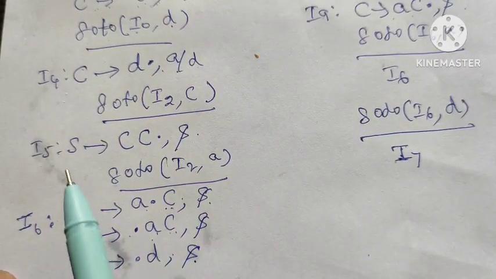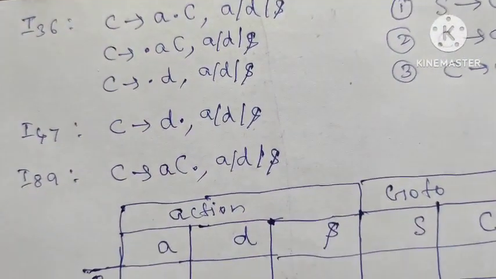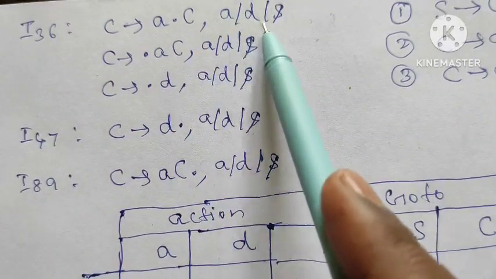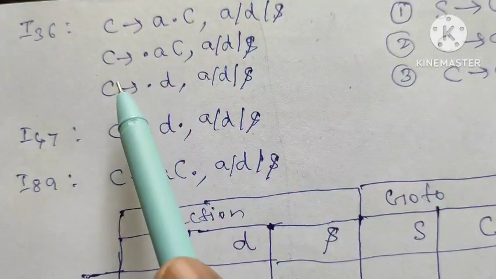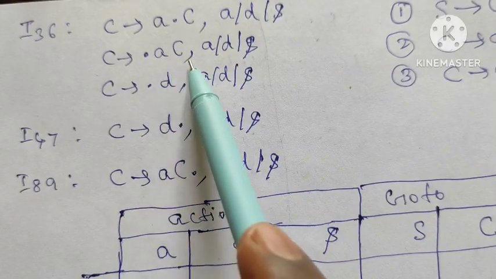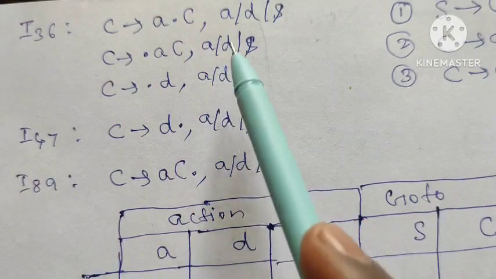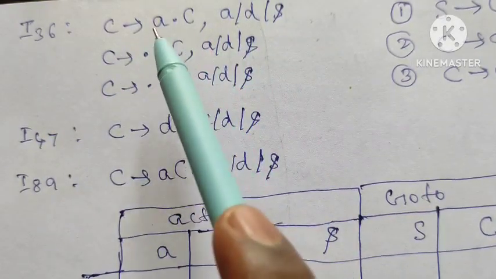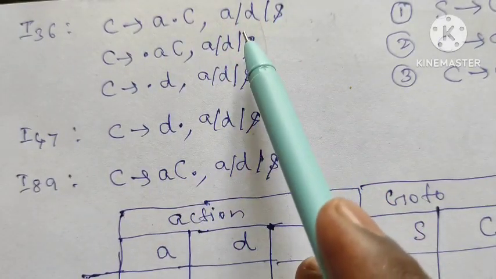Now we have to merge I3 and I6. I'm merging I3 and I6. So C → A dot C is the first production. We have two lookahead symbols, A/D and dollar, so I make it A/D/$. These two lookahead symbols are merged together. Similarly C → A C dot, A/D/$, and C → dot D, A/D/$, because item set 3 and item set 6 are merged together. Since both are similar, we have merged them, and we have merged the lookahead symbols also.